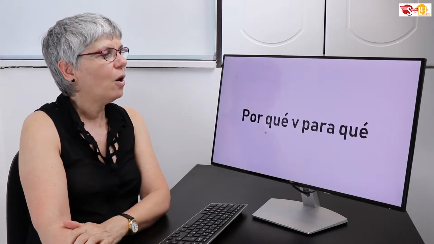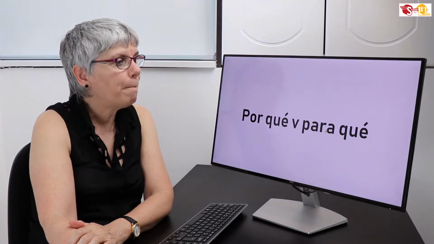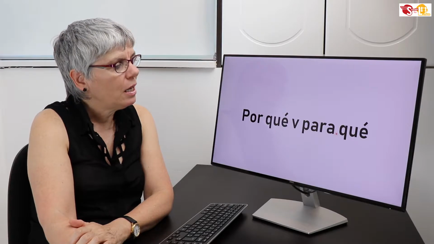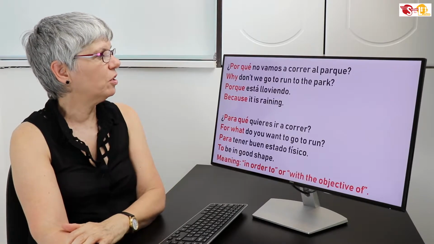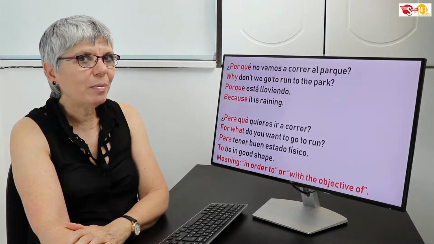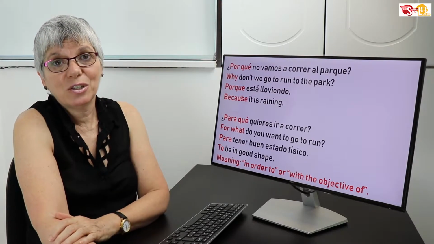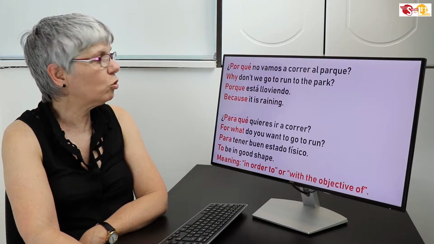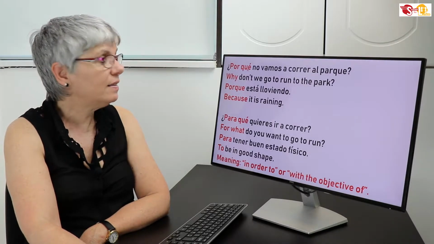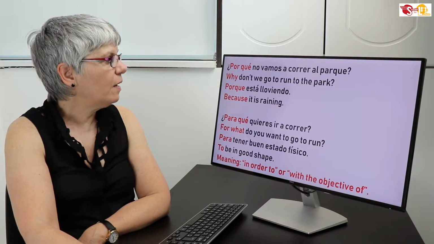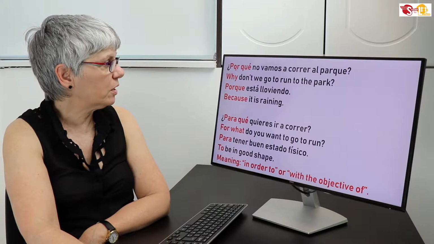Good. Now, let's compare these two forms. ¿Por qué? Meaning why, and para qué? Meaning for what? Talking about the objective of something, of an action. For example, ¿por qué no vamos a correr al parque? Why don't we go to run to the park? Because it's raining, porque está lloviendo. Notice here that por qué are two separate words and the que carries an accent. And this is why, but because is porque, only one word and without the accent. This is important.